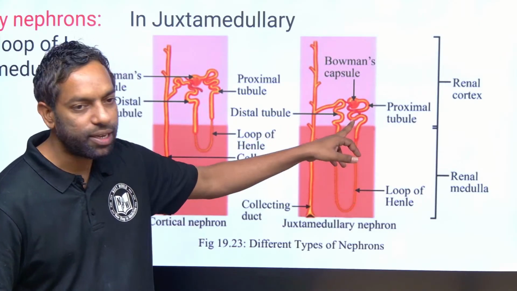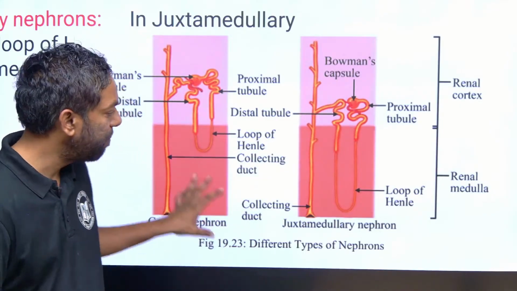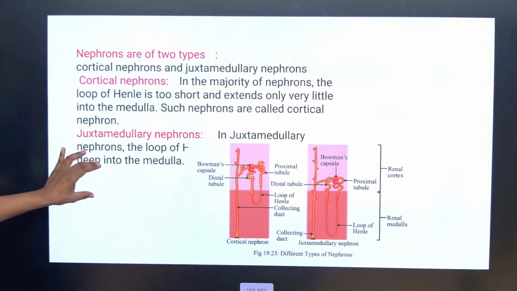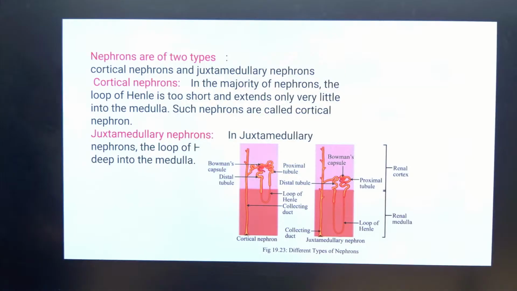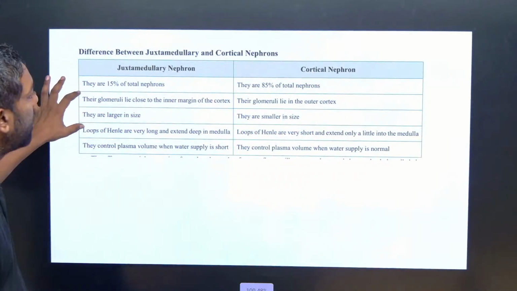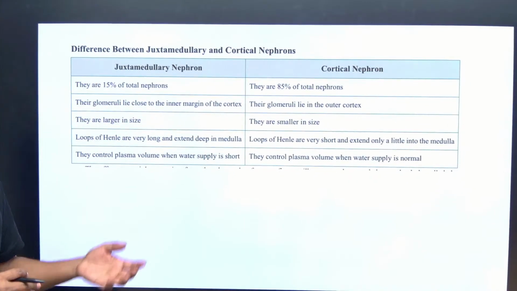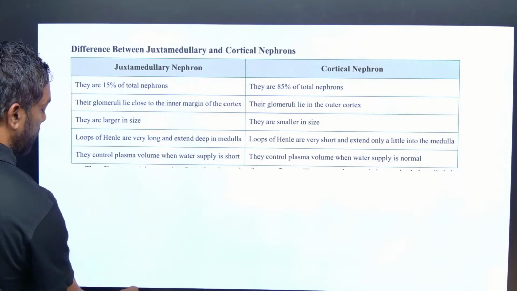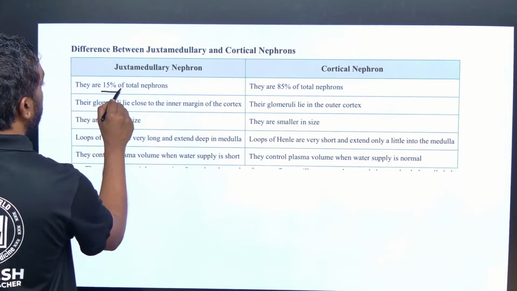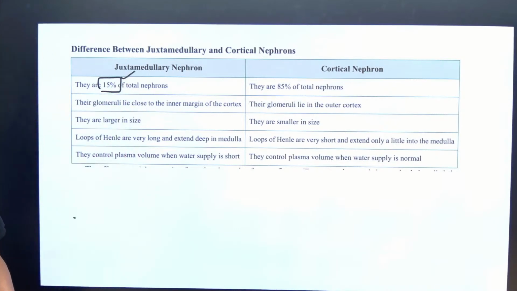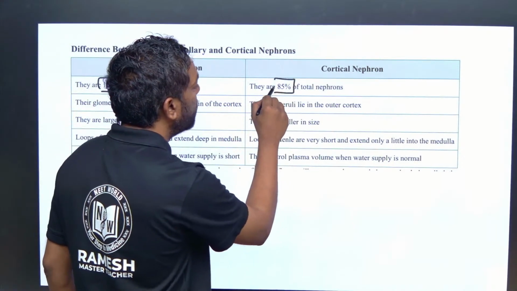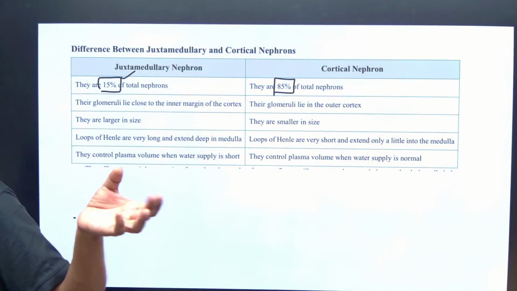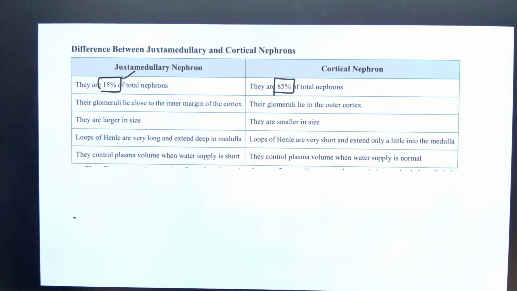In the medullary nephron, the Henle loop is highly coiled and enters deep into the medulla. These nephrons' loop of Henle goes deep into the medullary part. Are you guys clear about it? The difference between the cortical nephrons and medullary nephrons is important from the exam point of view. The juxtamedullary nephrons are only 15%, and 85% are cortical nephrons. 85% means 8.5 lakhs are the cortical nephrons in each kidney, and only 1.5 lakhs are medullary nephrons.